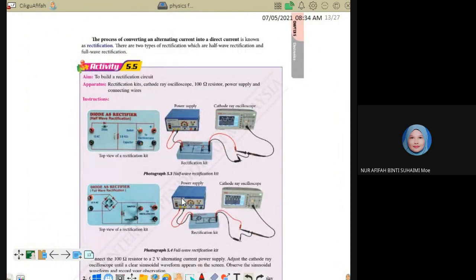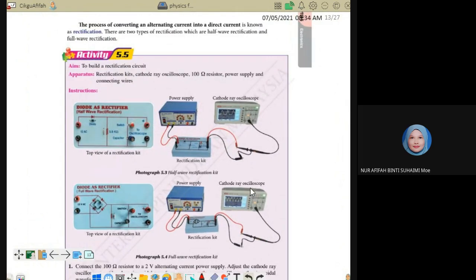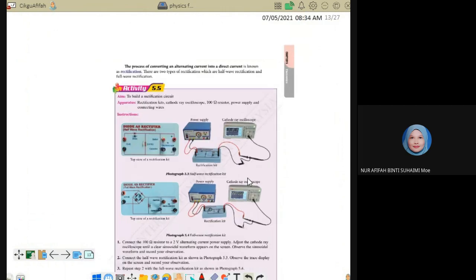Yang ni banyak kid tak tahu dekat sekolah ada ke tak? Apa kid ni?